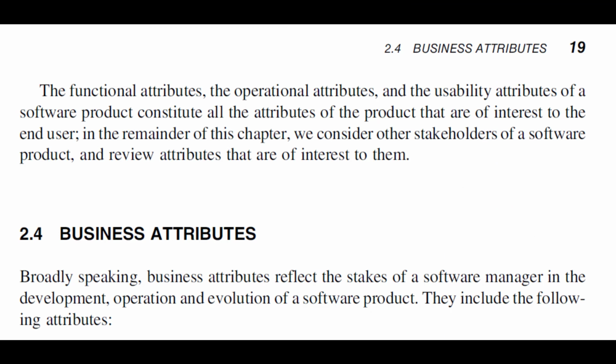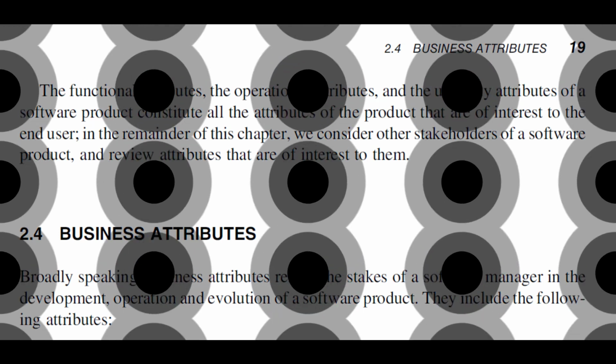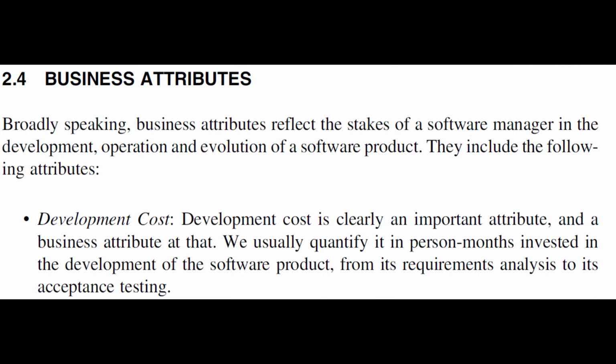2.4 Business attributes. The functional attributes, the operational attributes, and the usability attributes of a software product constitute all the attributes of the product that are of interest to the end user. In the remainder of this chapter, we consider other stakeholders of a software product, and review attributes that are of interest to them. Broadly speaking, business attributes reflect the stakes of a software manager in the development, operation and evolution of a software product. They include the following attributes.